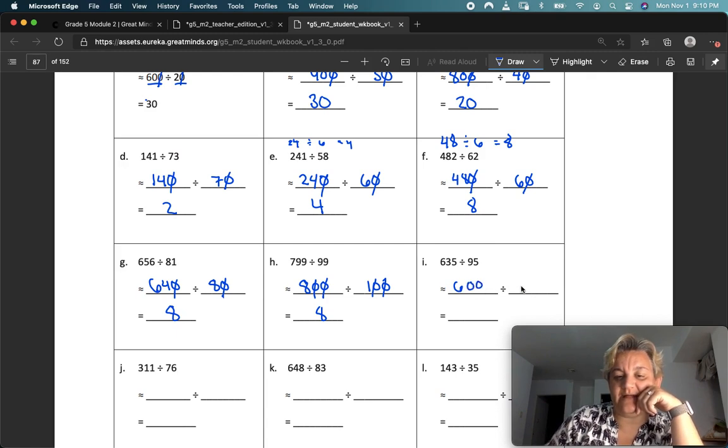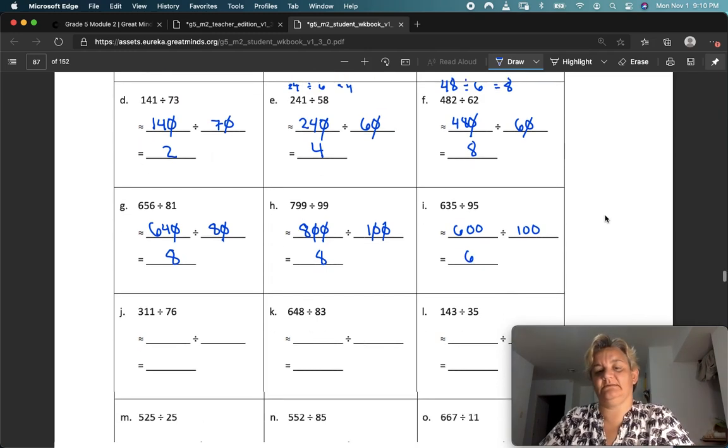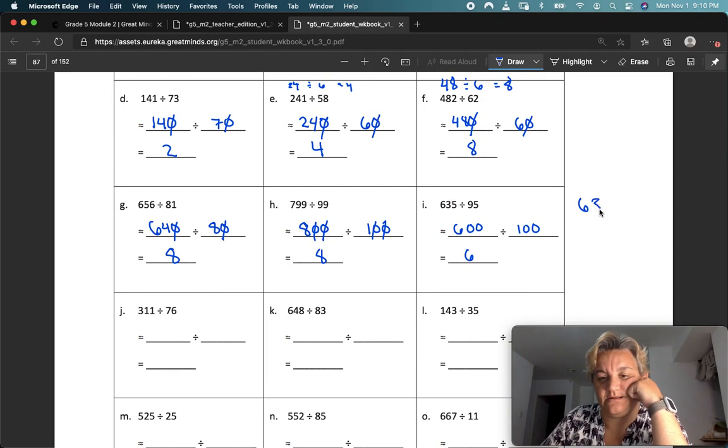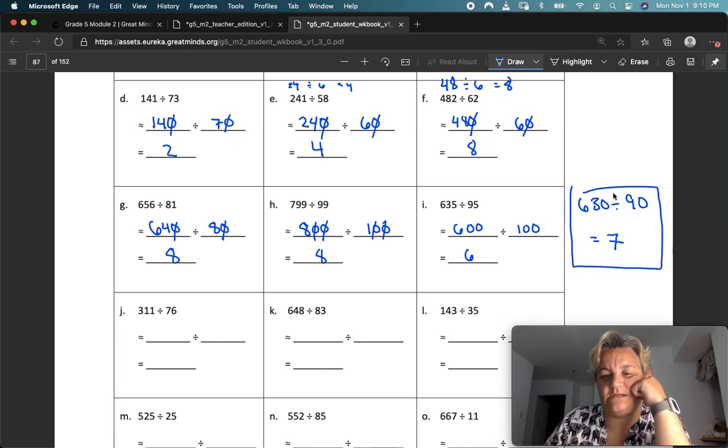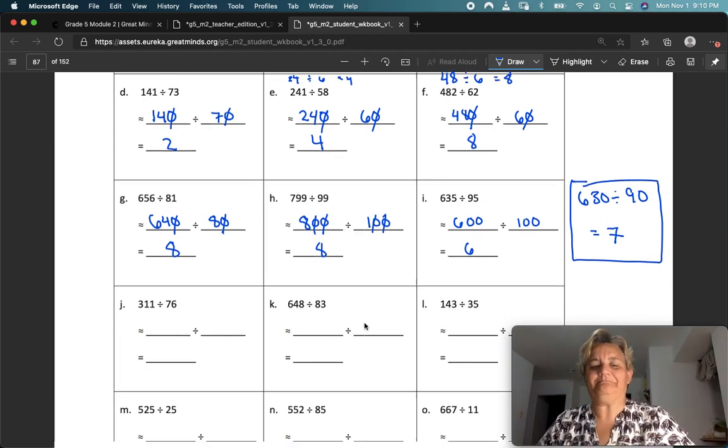$600 divided by 100 would be 6. Let's just see what 630 divided by 90 would be. That would be 7. So somewhere between 6 and 7 is going to be our answer, I think. Should we solve it just to see? That's okay. We'll leave it.